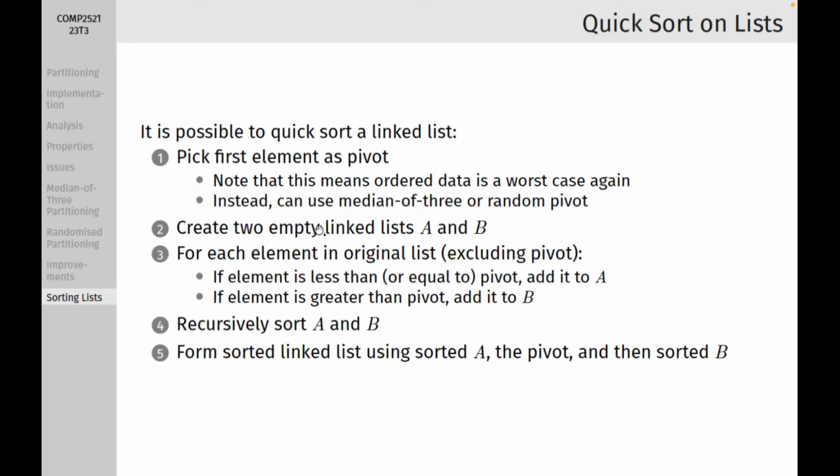Then we create two empty lists, A and B, and for each element in the original list, if the element is less than the pivot, then we add it to list A. If the element is greater than the pivot, then we add it to list B. Then we recursively quicksort lists A and B. After that's done, we can form the sorted list by taking the sorted list A, then adding the pivot after that, then adding sorted B after that.